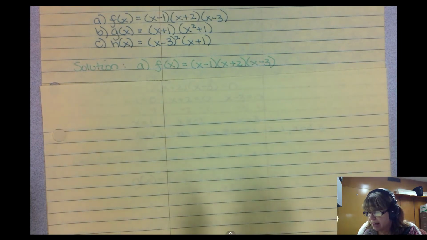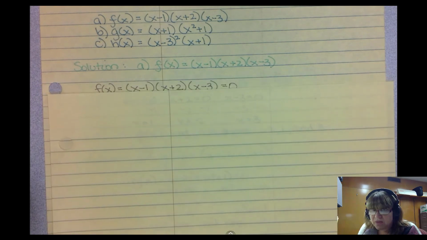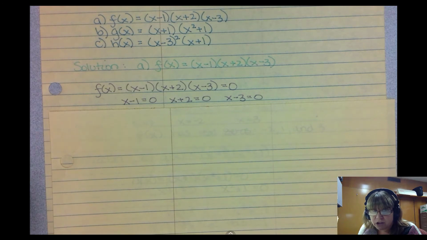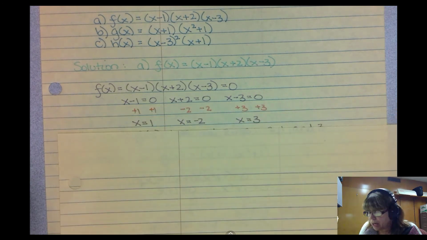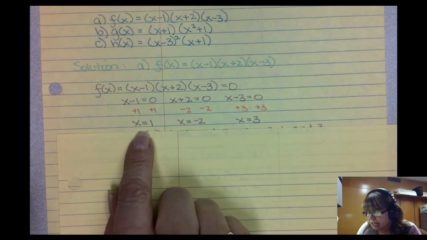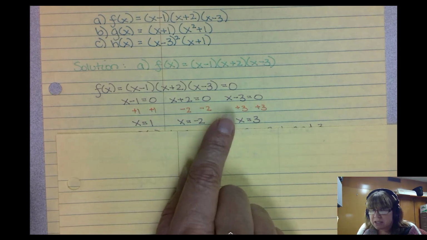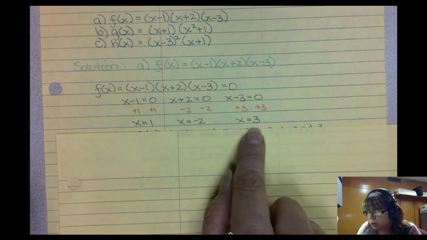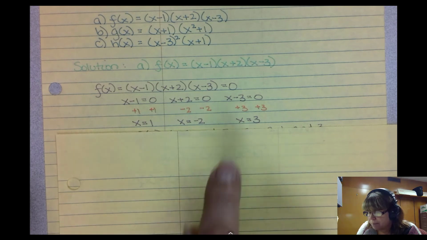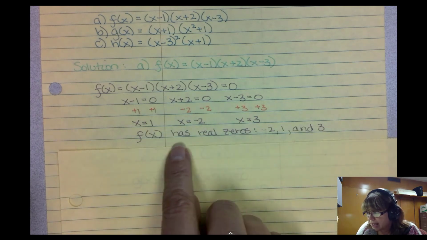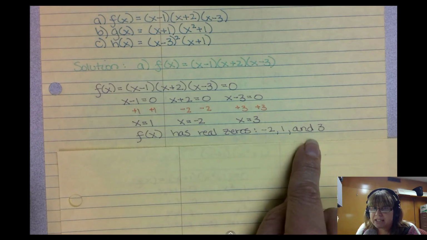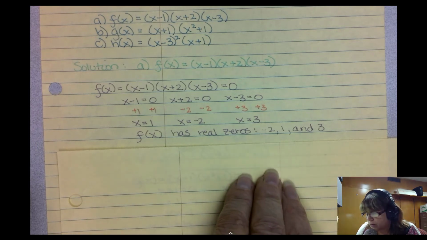So let's look at f of x. Good news is this is factored. So let's set it equal to 0, which means we're going to set each factor to 0 and solve. So x minus 1 equals 0, x plus 2 equals 0, x minus 3 equals 0. We get x equals 1, x equals negative 2, and x equals 3. And therefore, f of x has the real zeros of -2, 1, and 3. It has 3 real zero values.